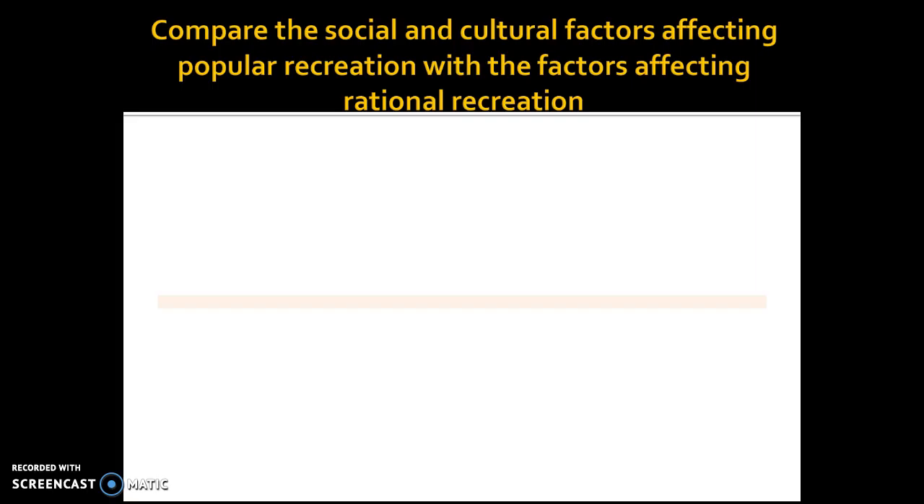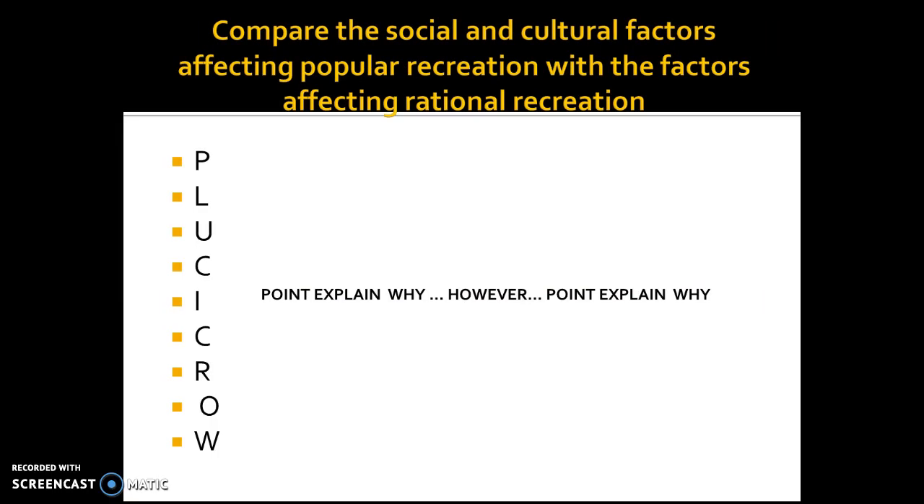So first question then: compare the social and cultural factors affecting popular recreation with the factors affecting rational recreation. For this question, as soon as you see popular recreation, you know straight away that takes you into your key acronym for anything to do with popular recreation or rational recreation, but mainly popular recreation. Now what you have to do here is compare the social and cultural factors. But just because you've got to compare, you've still got to do the following concept. There's the acronym, but you have to do it this way.